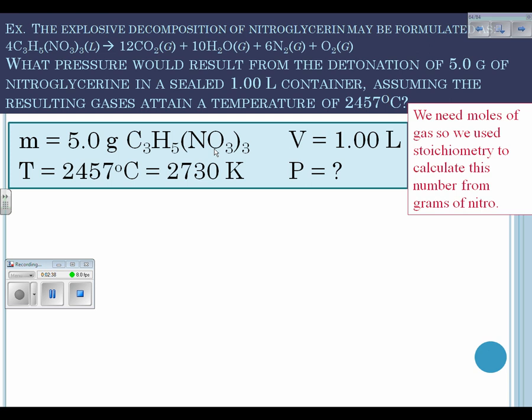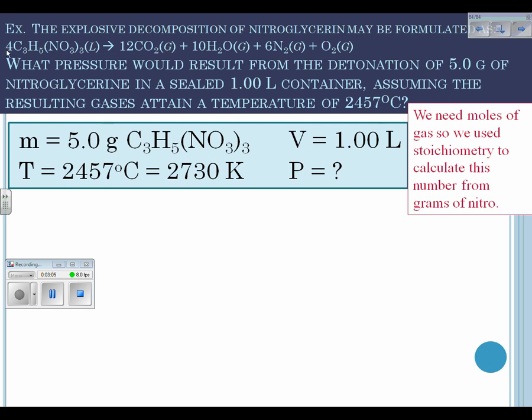Okay, to do that, we need to find the GFM of our nitroglycerin. So 3 carbons at 12.01, 5 hydrogens at 1.01, 3 nitrogens at 14.01 if I remember correctly, and then 3 times 3, which will give us 9 oxygens at 16. Once you add all those together, okay, you should get your molar mass. That can convert it into moles.